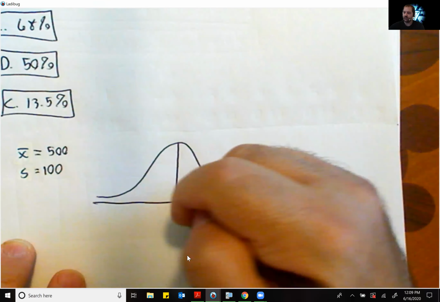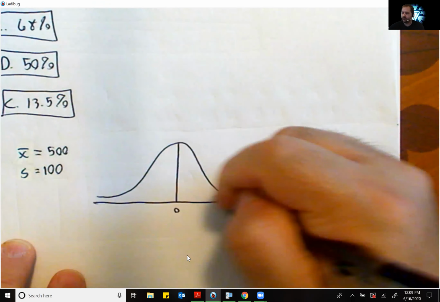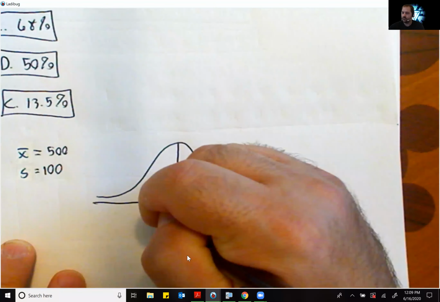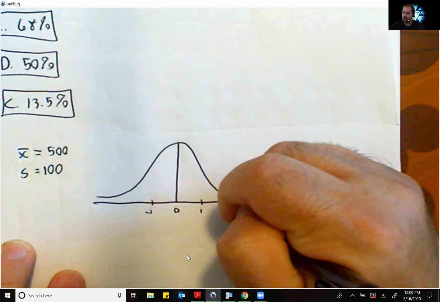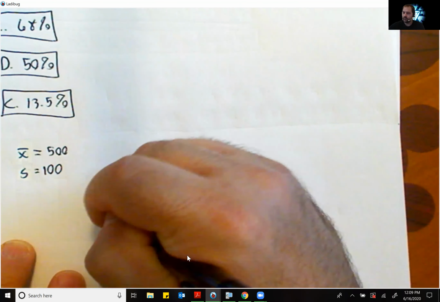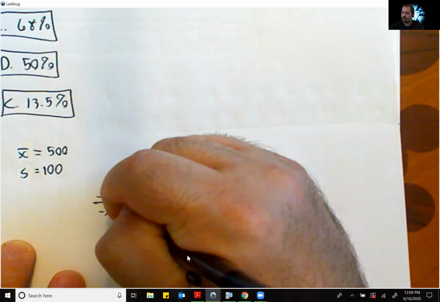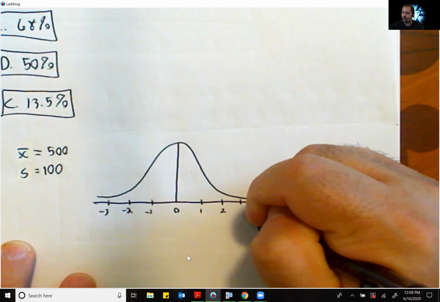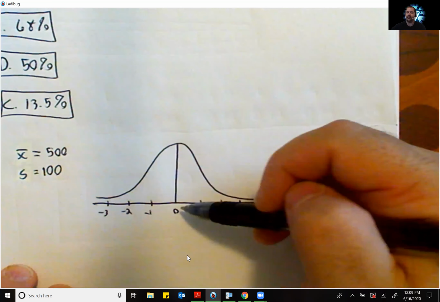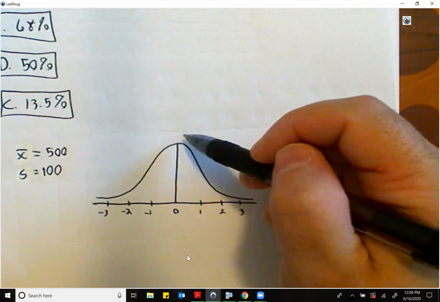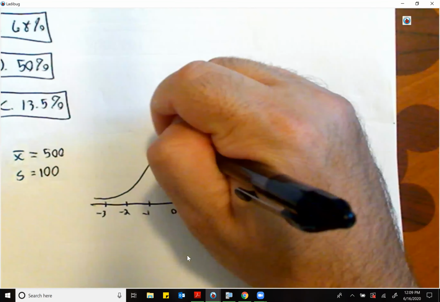So they had 0, and then they had 1 and 2 and the -3. And usually when I did this, I always put my numbers above. Who goes right here in the middle? 500. Because that's where the mean is at.